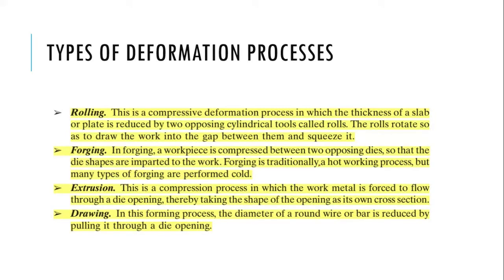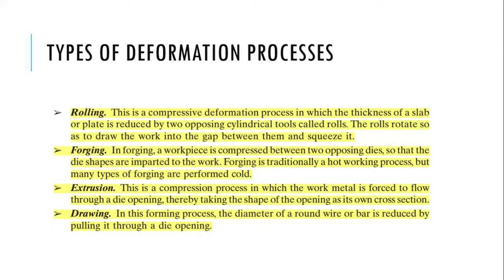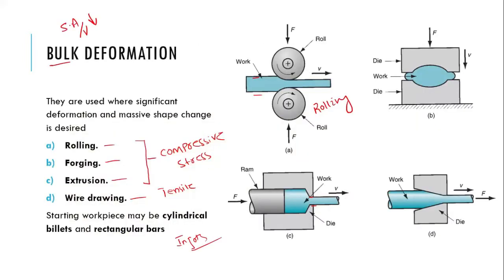So, what is rolling? Extract from your course book: rolling is a compressive deformation process, as we discussed before, in which the thickness of a slab or a plate is reduced by two opposing cylindrical rolls or tools. So we have two opposite cylindrical rolls here, and the thickness of the slab is being reduced by compressive stresses. The roll rotates so as to draw the work into the gap between them and squeeze it. So there is no other force involved.